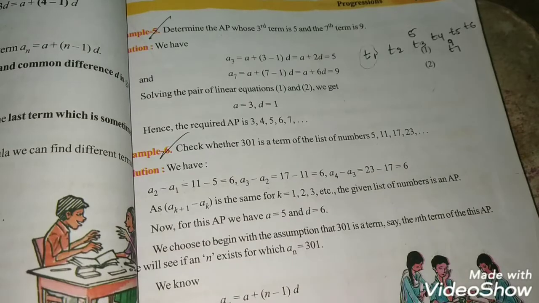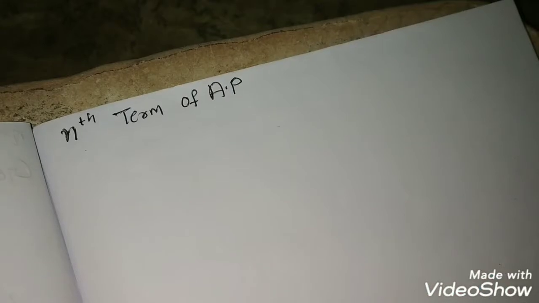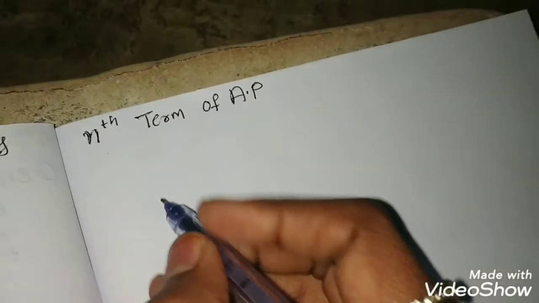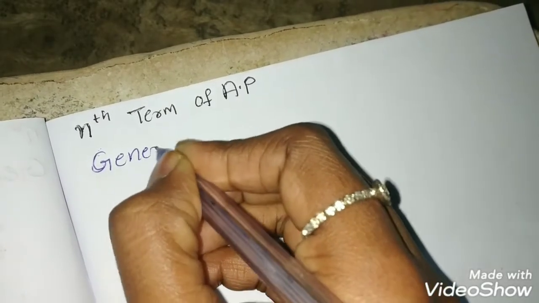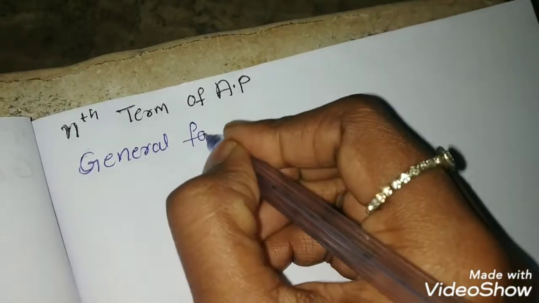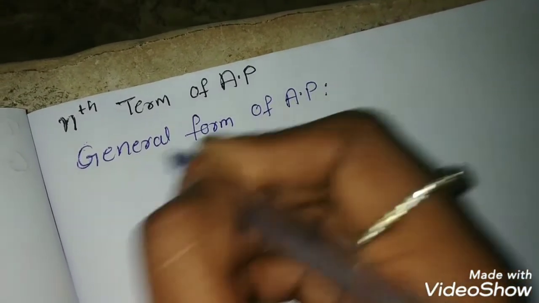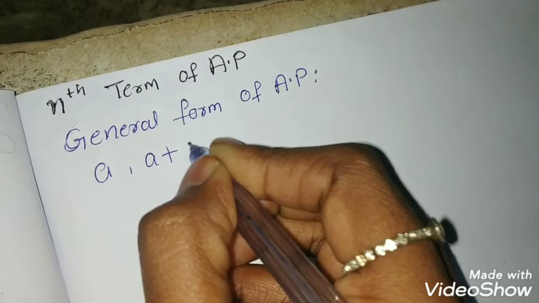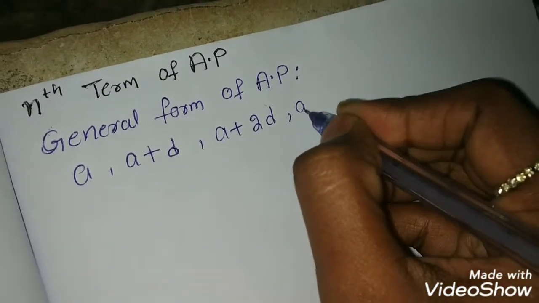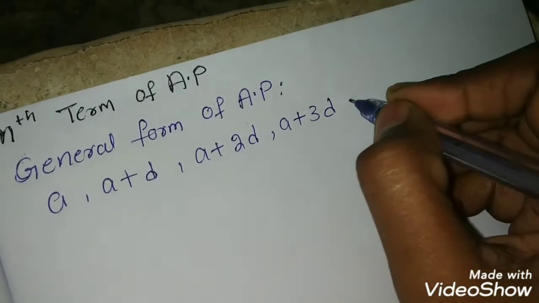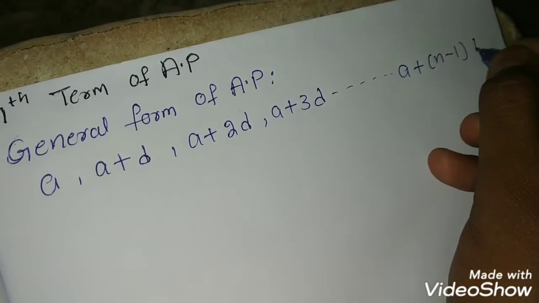To discuss, we have to repeat once again the previous class. Okay, let's start. Nth term of arithmetic progression. What is the general formula? The general form of arithmetic progression. What is this? We know that a, a plus d, a plus 2d, a plus 3d, and so on up to a plus n minus 1 into d.